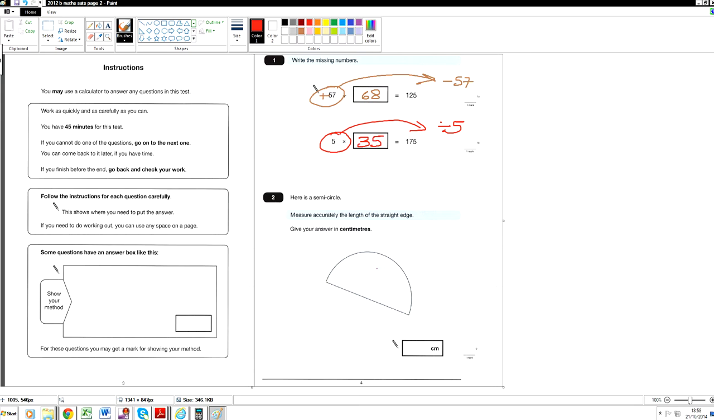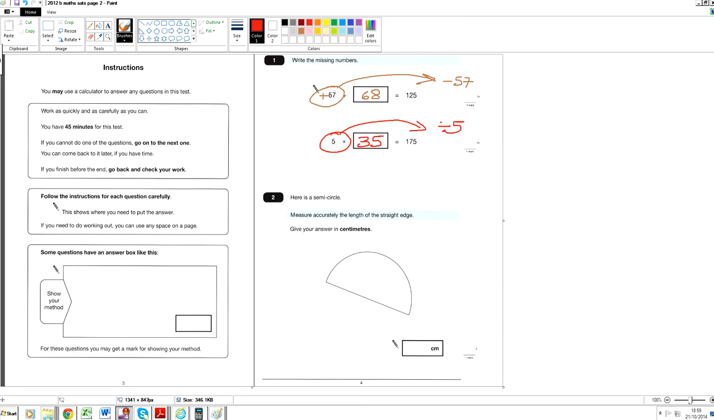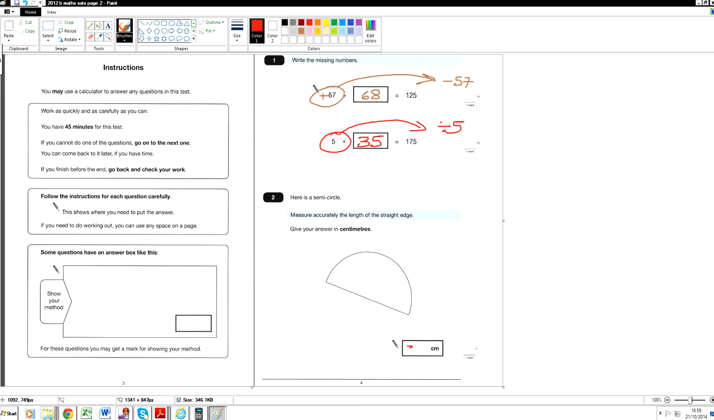Now here is a semicircle. Measure accurately the length of the straight edge. Give your answers in centimeters. Okay, hang on 1 second. Okay, for this next one, question number 2, if we measure this length here, we should get an answer between 7.4 and 7.6 centimeters. So a typical answer here would be 7.5 centimeters. And that's done for that one. Okay, we happy with that so far? Yeah. Okay, let's move on to the next page.